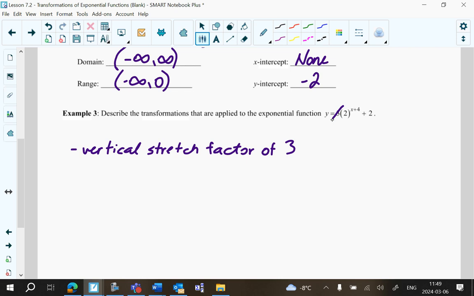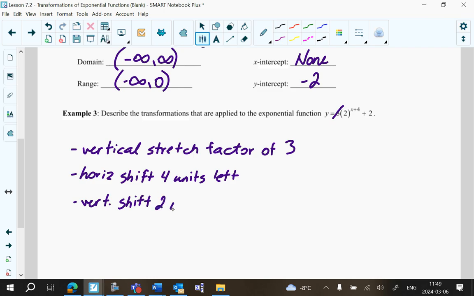So there's a horizontal shift. How? 4 units left. And there's a vertical shift. 2 units up. Let's hope for one of these on the provincial. Because this one would be 3 marks. And if you know your transformations, which I hope you do because we've been doing them quite a bit, it should be a straightforward 3 marks.